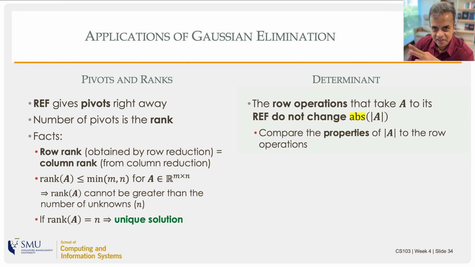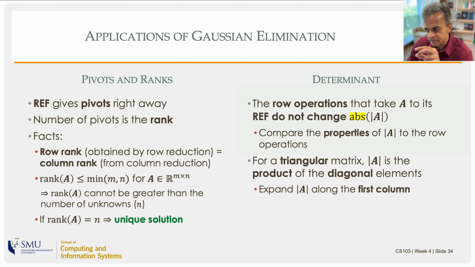Now, if you were to compare the properties of the determinant and the row operations that we perform, you can see there is a similarity. For a triangular matrix, the determinant is the product of the diagonal elements, because you just have to expand along the top row if it is a lower triangular matrix, along the first column if it is an upper triangular matrix. So it's obvious that the determinant is just the product of the diagonal elements. And when you perform the row operations to get to the Row-Echelon Form, what you're getting is an upper triangular matrix. We saw that in our visualization, and you can keep trying it for different matrices and you will see that it has to be that way.